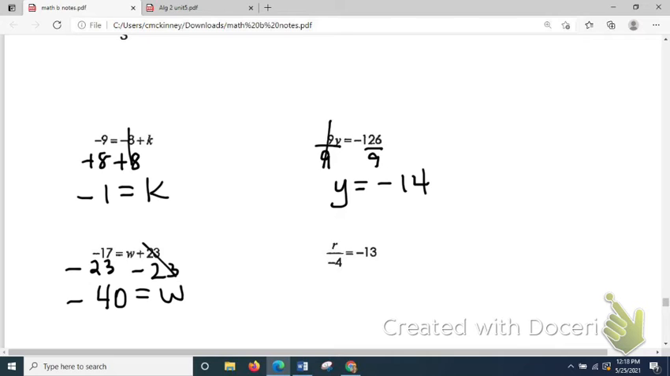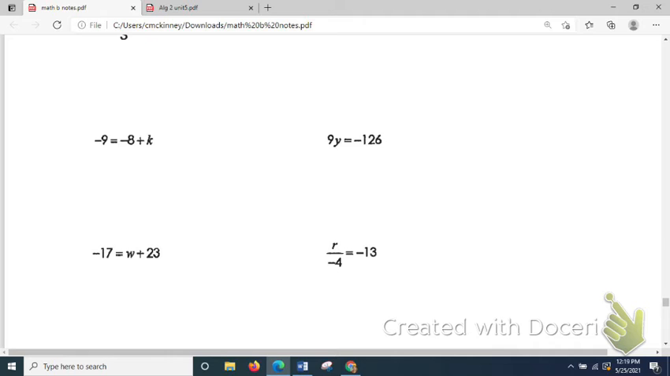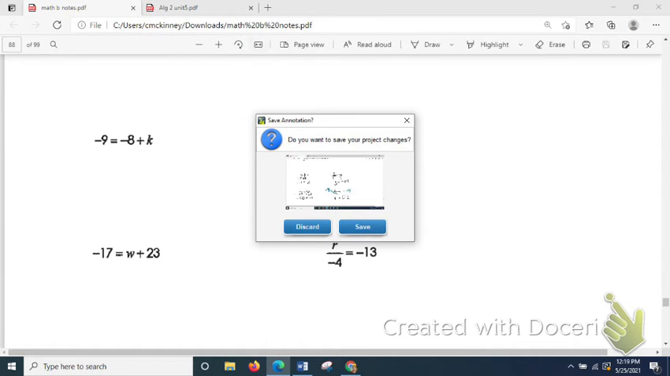That would be negative 40. I know, first world problems, right? Times negative 4 times negative 4. So then R is positive 52. So please be careful that you are following the rules for integers, those sign number rules, when you're solving equations also.